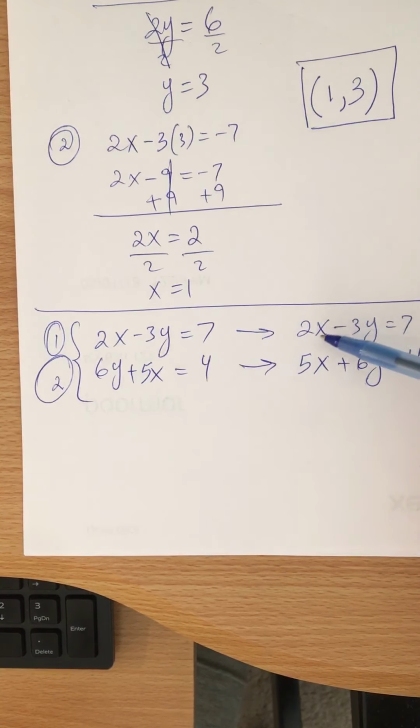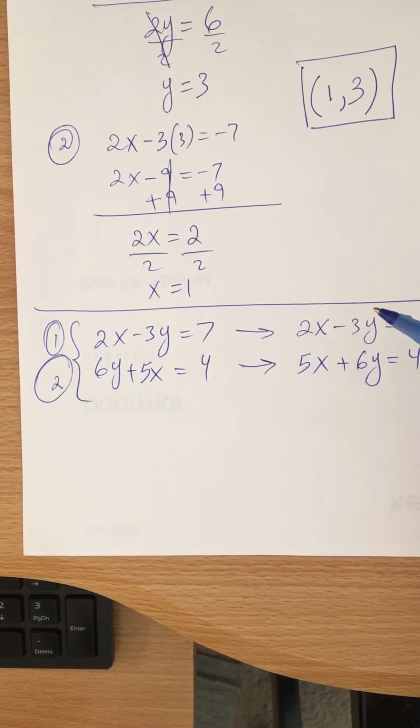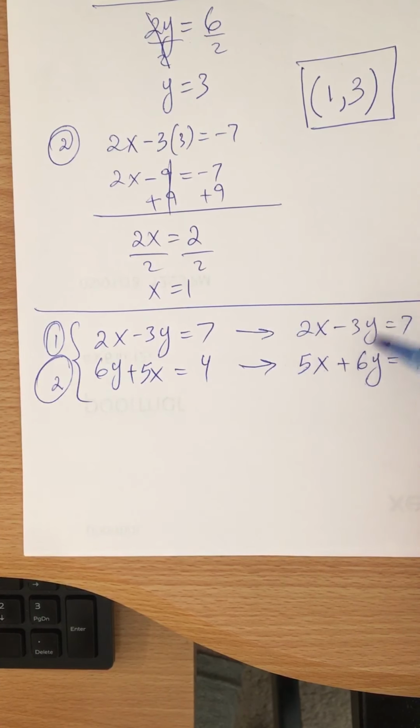Now, if you chose to eliminate x, then you have to make sure that the coefficients are equal in value but opposite in sign. In this case, how would I make these two coefficients equal in value? I can multiply the top by 5 and the bottom by 2, and that will give me 10. So 5 times 2 is 10x, and 2 times 5 is 10x. But then one of those has to be negative, so I can maybe multiply the top by negative 5 or the bottom by negative 2. It doesn't matter as long as one of them is negative. You can do it that way. You can eliminate x.